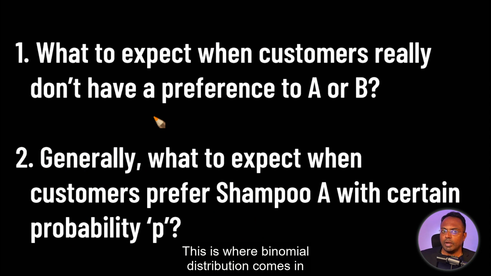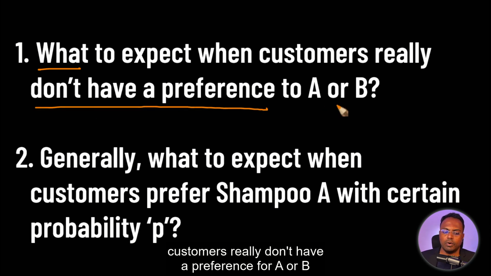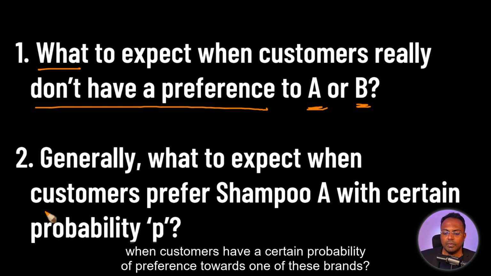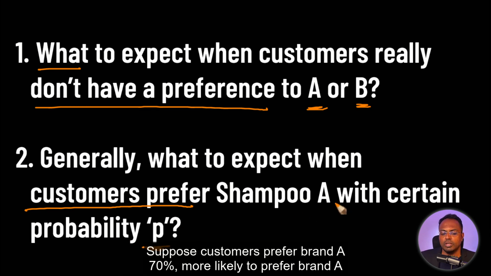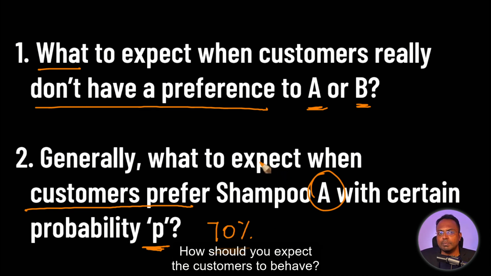So this is where binomial distribution comes in. It helps to understand what to expect when customers really don't have a preference for A or B. Also, to put it in general form, what to expect when customers have a certain probability of preference towards one of these brands. Suppose customers are 70% more likely to prefer brand A. If that is the case, what should you expect? How should you expect the customers to behave?